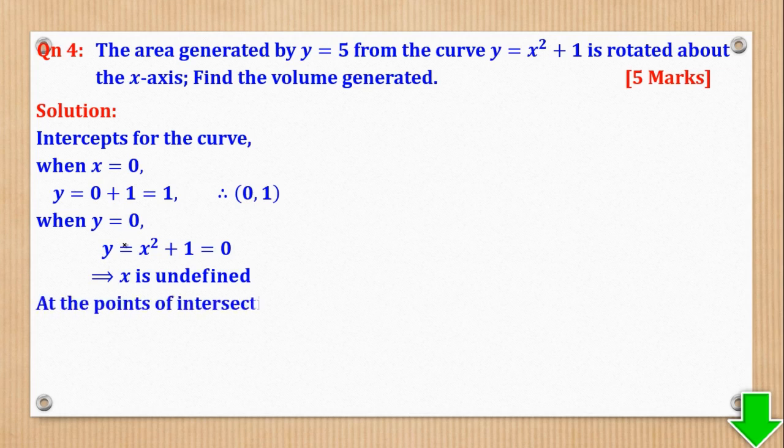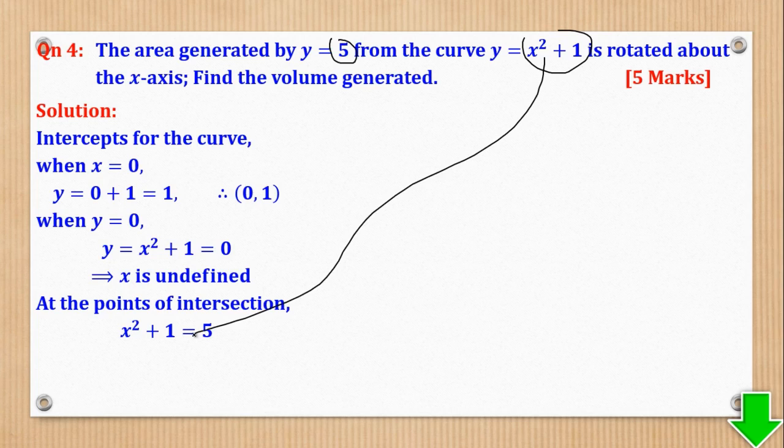What about the points of intersection? For the points of intersection, we shall equate this and this to come up with that line. Then look for a way of making x the subject. So x is plus or minus 2.